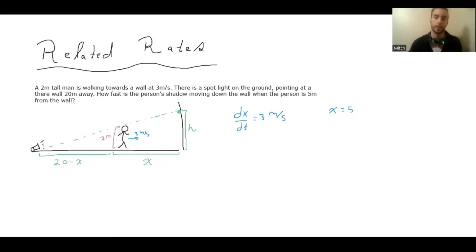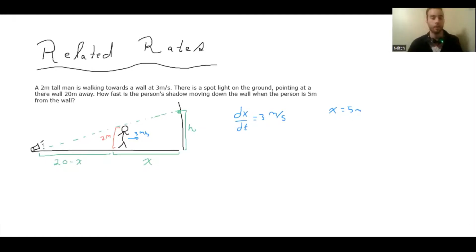This is something you need to be careful of. Right now it's good to write down your knowns and unknowns so we can think of what equation to use, but you don't actually sub these numbers in until the end, because this x is varying. He's walking towards the wall. His height, though, is a constant 2 meters, so that's not going to be changing. But the height of his shadow is changing, and his distance away from the wall is changing. So we're not going to sub these numbers in until the end. That's something I do want to emphasize here.